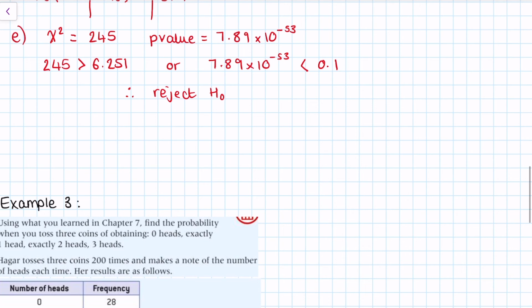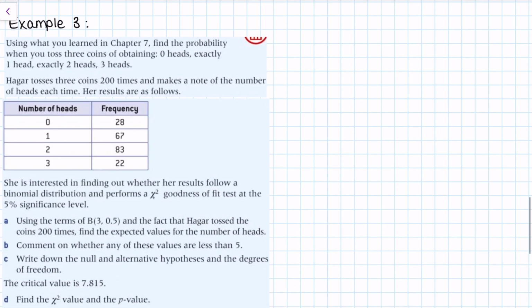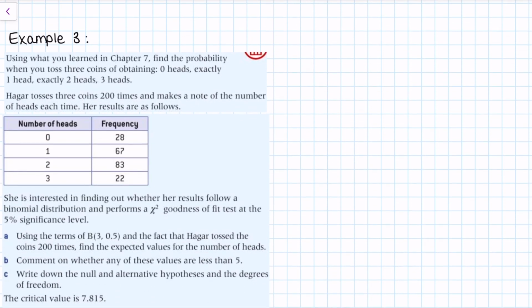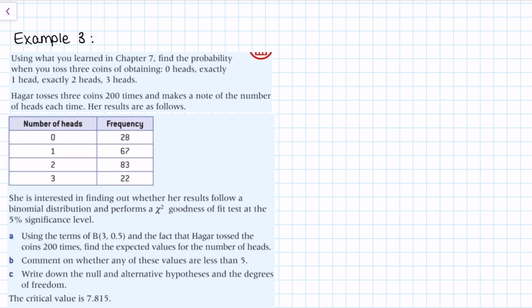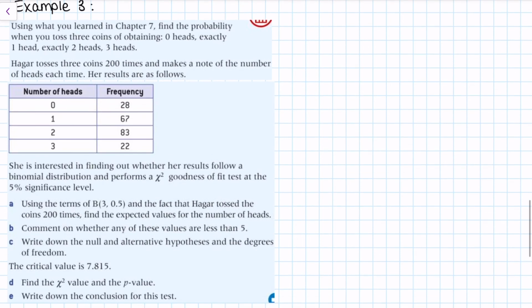Example 3. So using what you learned in chapter 7, so that's just normal distribution and binomial distribution. The probability when you toss 3 coins of obtaining 0 heads, exactly 1 head, exactly 2 heads, or 3 heads. Hagar tosses 3 coins 200 times and makes a note of the number of heads each time. The results are as follows. She's interested in finding out whether her results follow a binomial distribution and performs a chi-squared goodness of fit test at the 5% significance level.